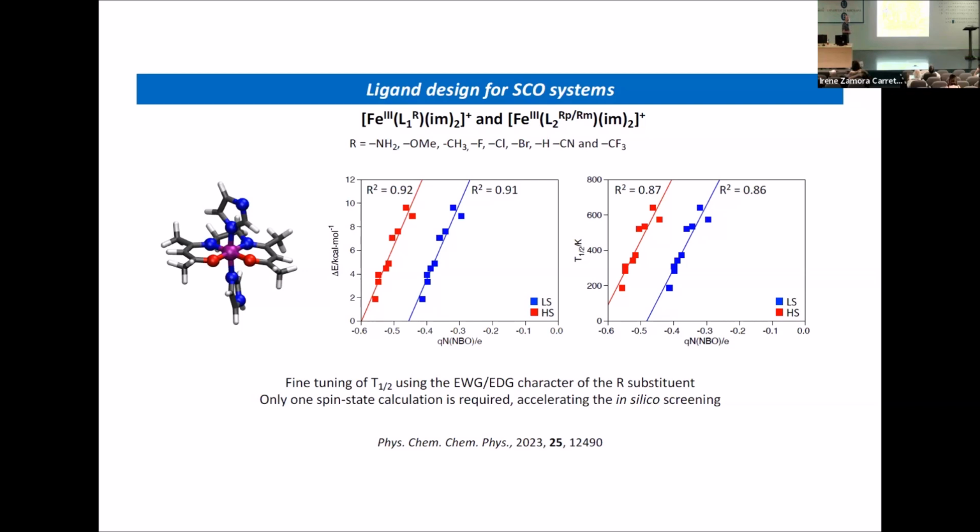And does the charge correlate with some structural feature of the molecule? I'm just saying, could you ultimately go to a point where you don't need to do a calculation?